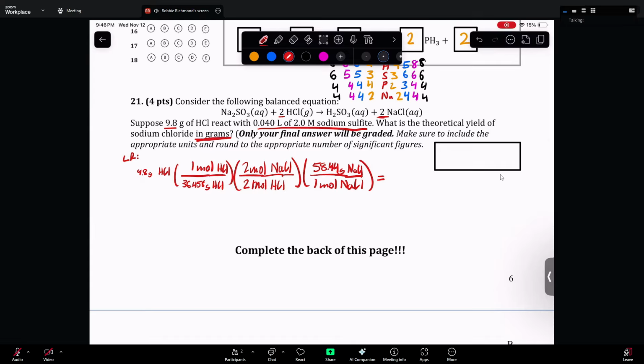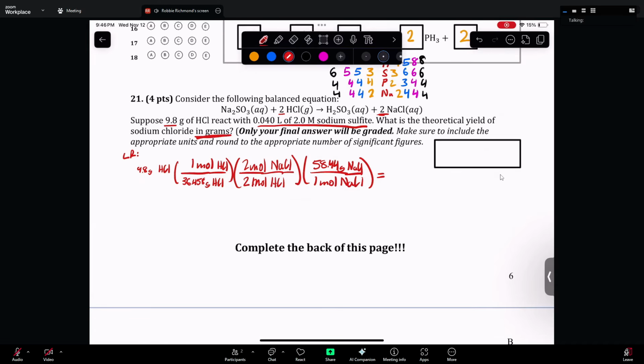I'm throwing this in my calculator real quick. All right, I got 15.708, goes on for a while, grams of NaCl. Now, just a reminder of my little tip about using a calculator in this exam.